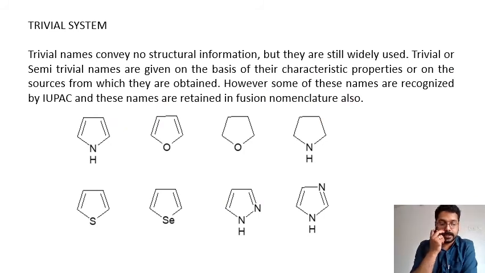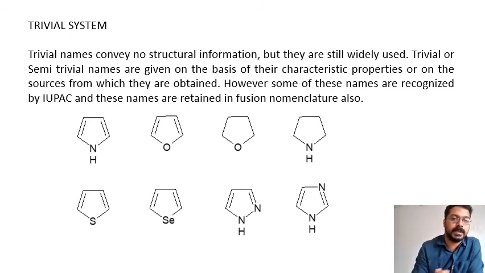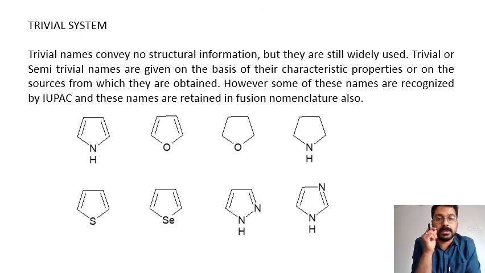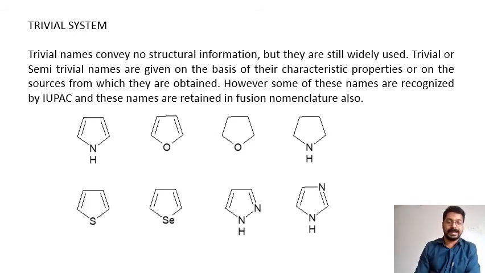And next is trivial system. You can write that the trivial system does not convey any structural information, but they are still widely used. These trivial or semi-trivial names are given on the basis of characteristic properties or the source from which they are obtained. However, these names are recognized by the IUPAC and retained in the fusion nomenclature system also.